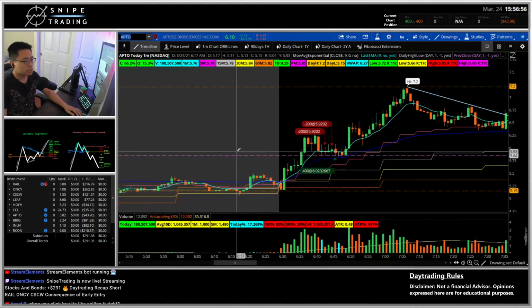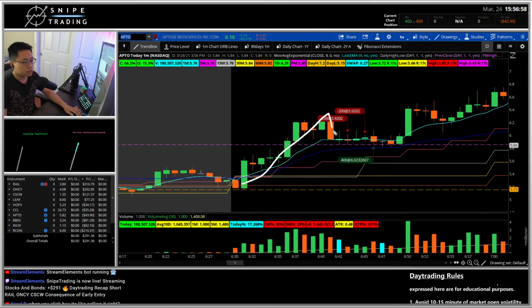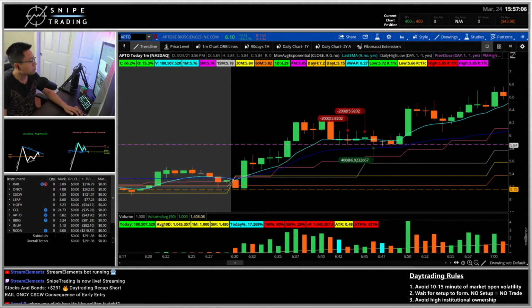APTO, next trade, for a $43 loss. This was also a short, in the morning. I was looking for a short for the retest of the 5-minute. It ended up holding, and I stopped out there for a $43 loss.